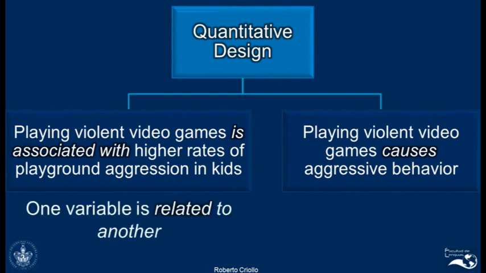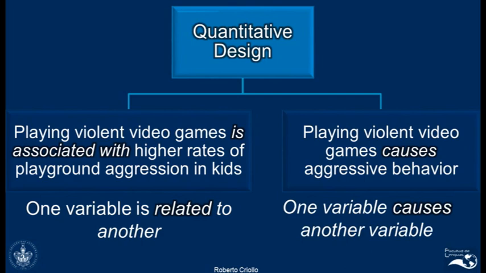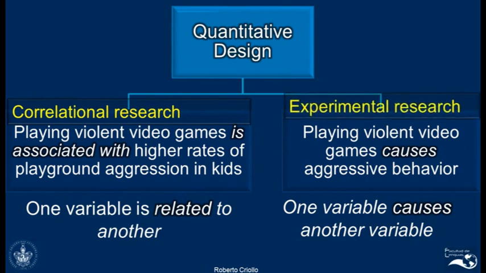So in the first case, one variable is related or has a relationship with another variable, and in the second case, one variable causes another variable. And these are the two most important kinds of quantitative research. The first one is called correlational research, in which we're going to find if there's a linear relationship between two variables, and the second one is experimental research, in which we're going to see if one variable is responsible for causing another variable. And this is obviously what we call experimental research.